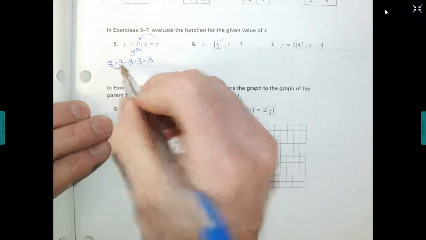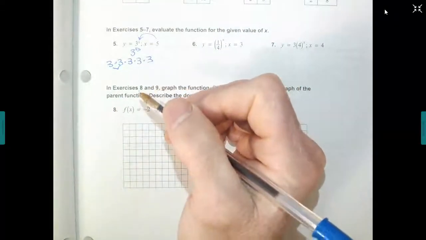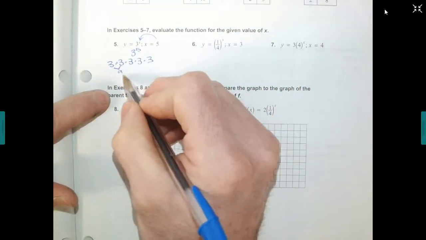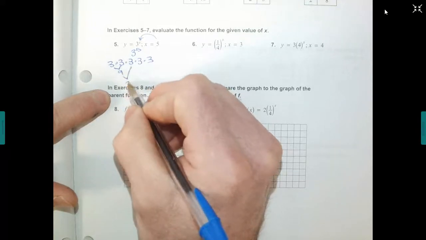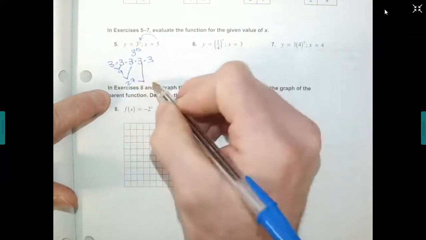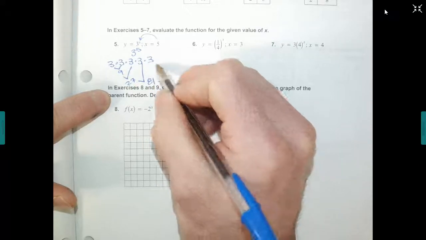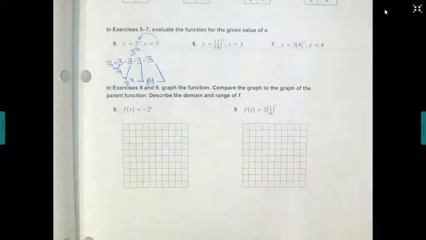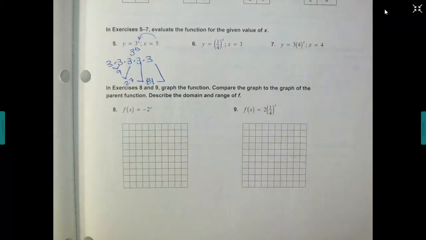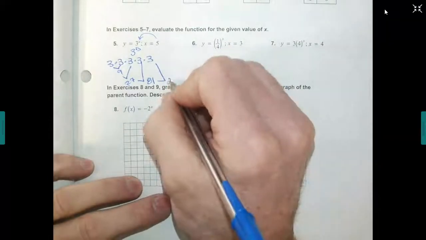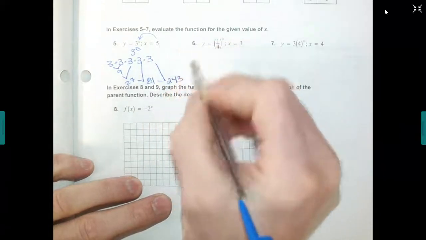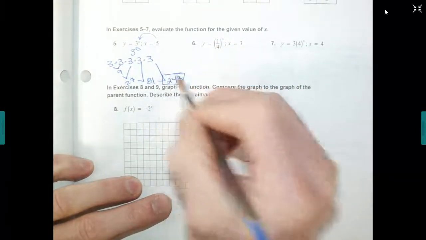So then we can see any problems. So 3 times 3 is 9. 9 times 3 is 27. 27 times 3 is 81. And 81 times 3, let me get my calculator, is 243. So that's my answer, 243.